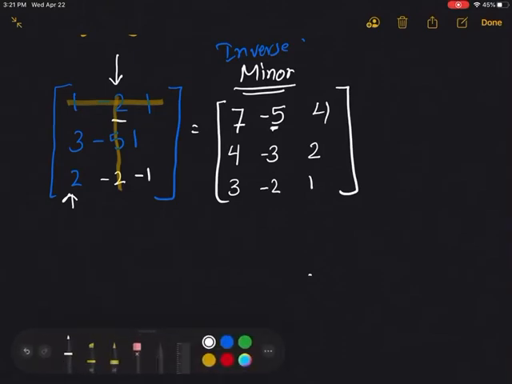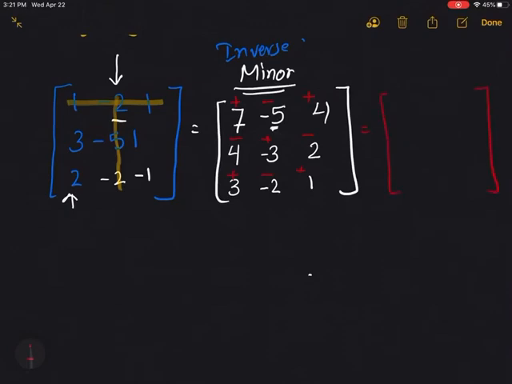Cofactor is where you put the sign pattern. So the sign pattern is, I don't know if you remember, we start off with plus, minus, plus, minus, plus, minus, plus, minus, plus. It's basically multiplying every number by the sign assigned to it. So after simplifying, I would have 7, 5, 4, -4, -3, -2, 3, 2, and 1. These are my cofactor elements.